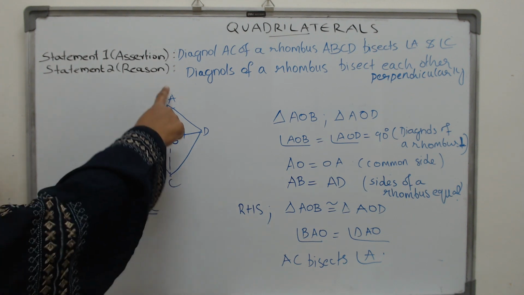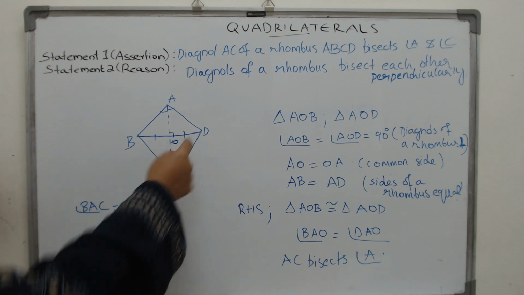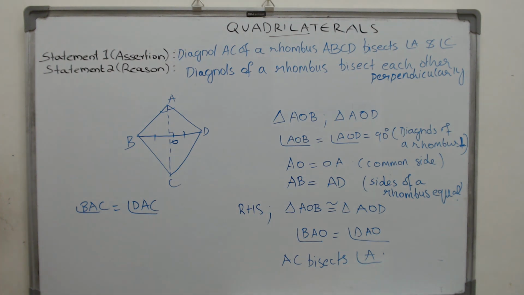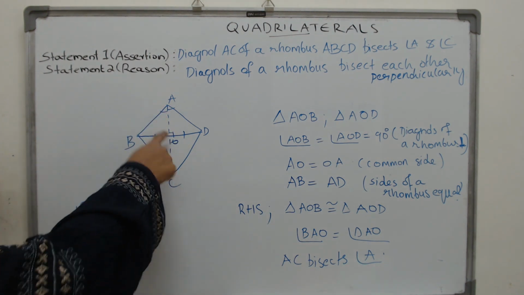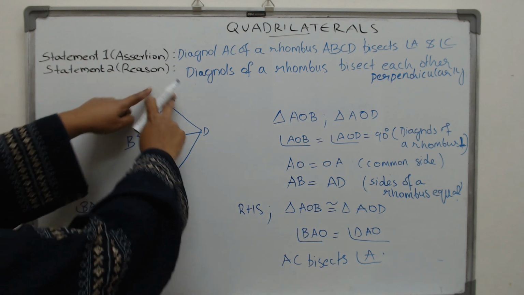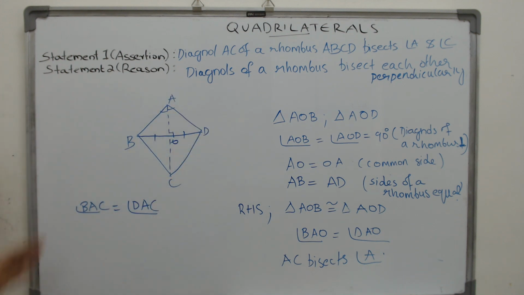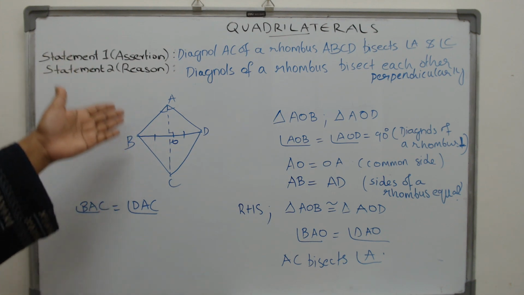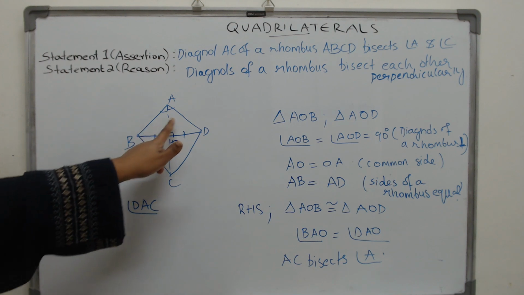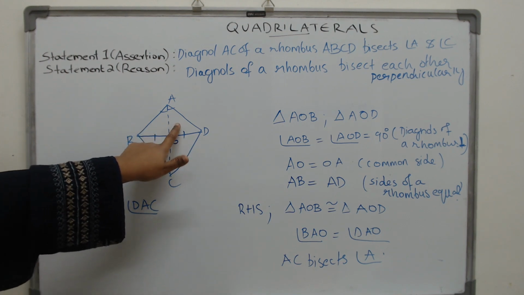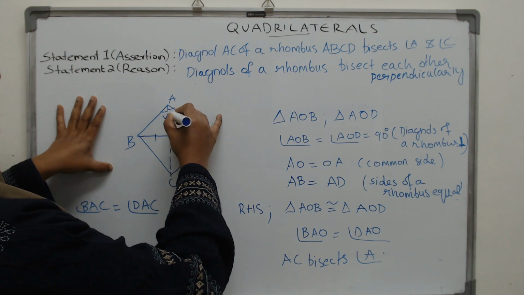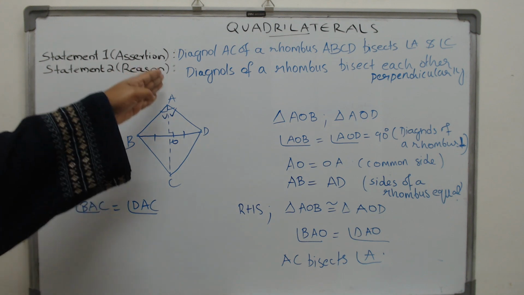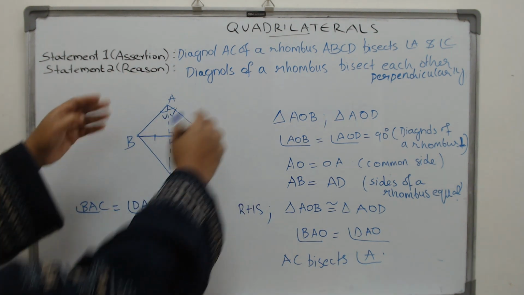Are they congruent? Take AOB, AOD. Is the angle equal? Both are 90 degrees. Why? Because the diagonals of a rhombus are perpendicular. AO is the common side. What about AB and AD? These are the sides of a rhombus. All the four sides of a rhombus are equal, which means what? By RHS criterion, both of these triangles are congruent, which means both of these angles are what? They are equal. Or in other words, you have AC cuts angle A into two equal parts.